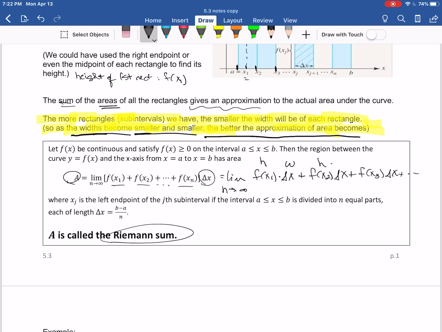It's the height times the width, and you're taking the sum of all of those areas. The number of terms you're going to be adding together is going to get larger and larger because I'm letting the number of subintervals get bigger and bigger. Now, as we take that limit, as we increase the number of subintervals, what we get is this approximation to the area under the curve, and that area answer is called the Riemann sum. That's the Riemann sum. And we've identified xj to be the left endpoint of the jth rectangle.